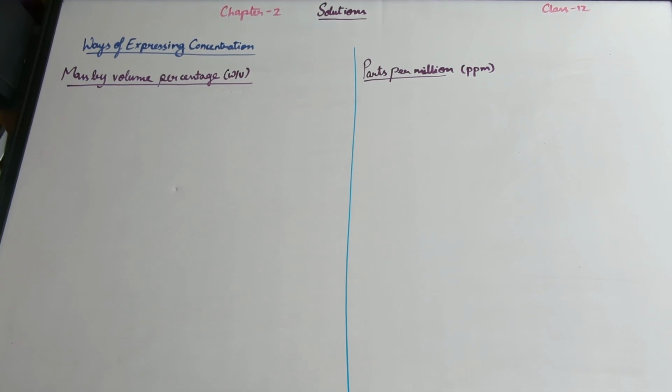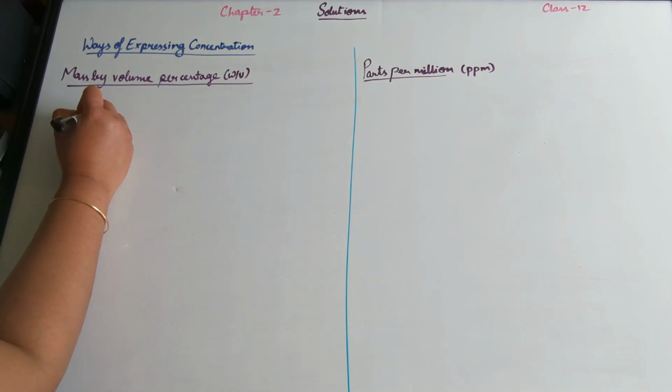We're discussing the various ways of expressing concentration, and in this video we'll be talking about mass by volume percent or percentage and parts per million. Now, mass by volume percentage is basically the mass of the solute in 100 ml of the solution. Now, that's again too vague.